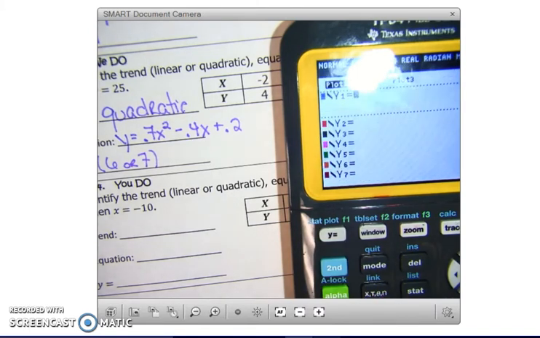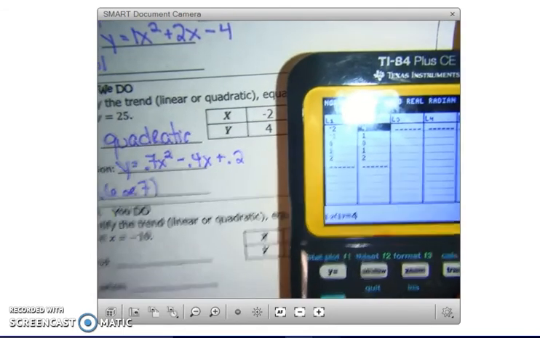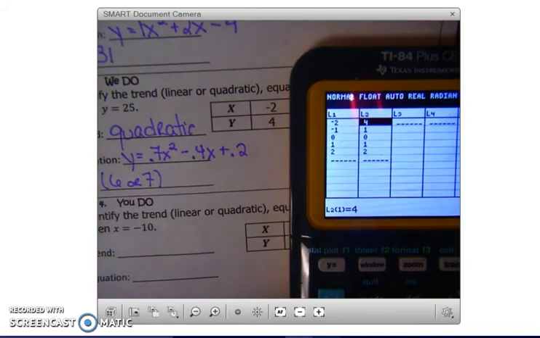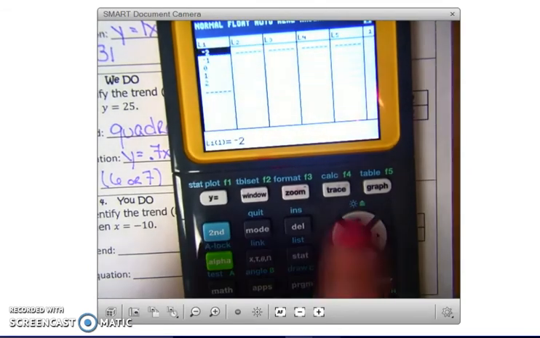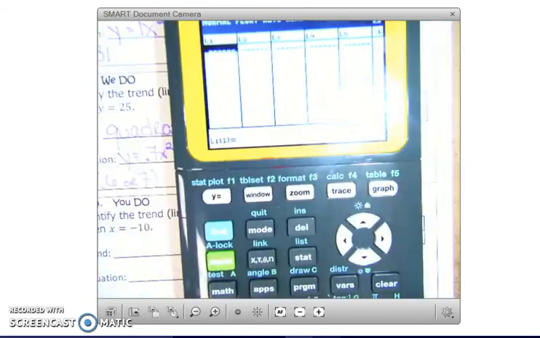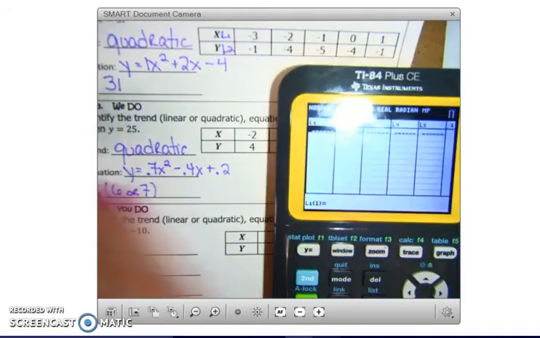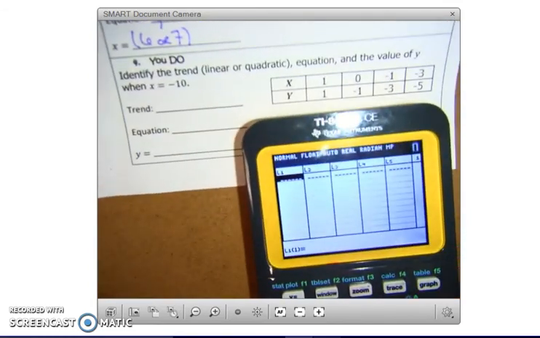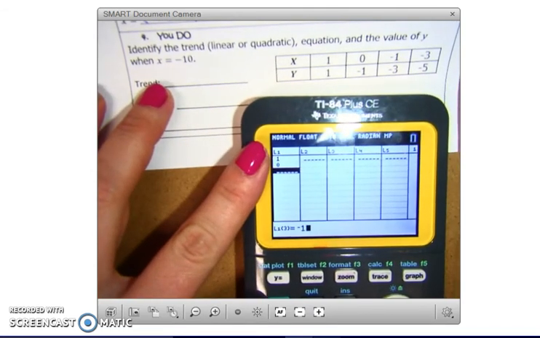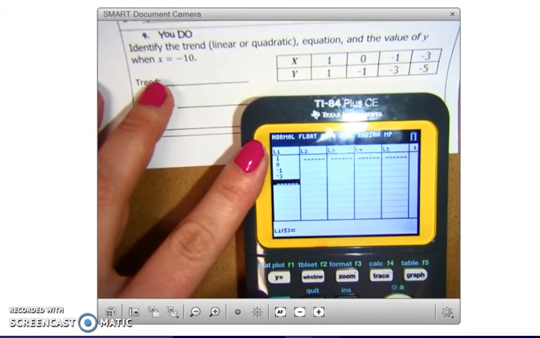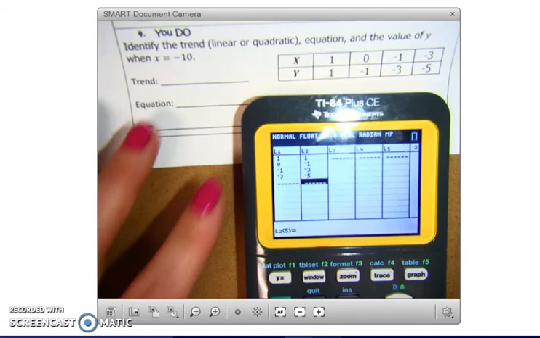So now the last one, I'm going to clear my y equals. I'm going to go to stat, and I want to edit my table. So again, I'm going to go up, and I'm going to clear, not delete, L2. And I want to clear, not delete, L1. So now I'm going to put my numbers in. 1, 0, -1, and -3. Go over to L2. 1, -1, -3, -5. Okay.